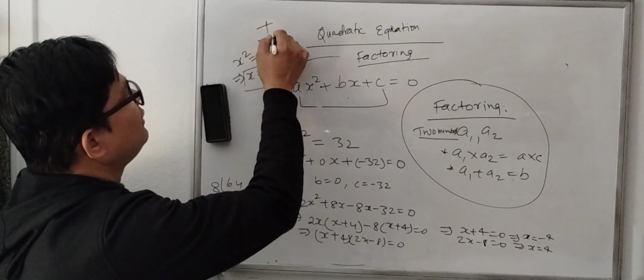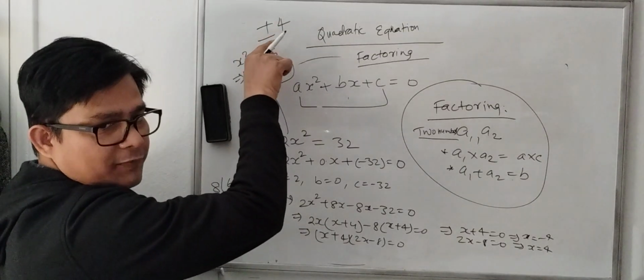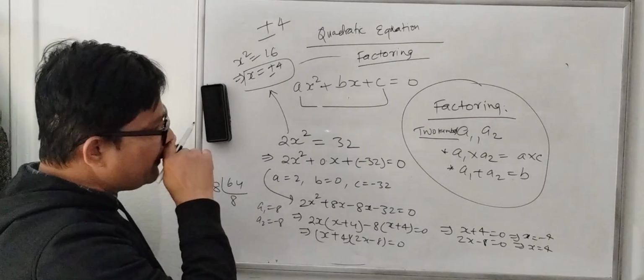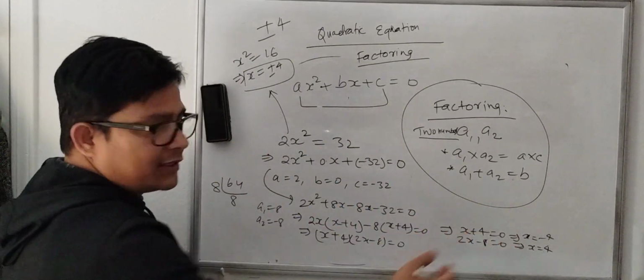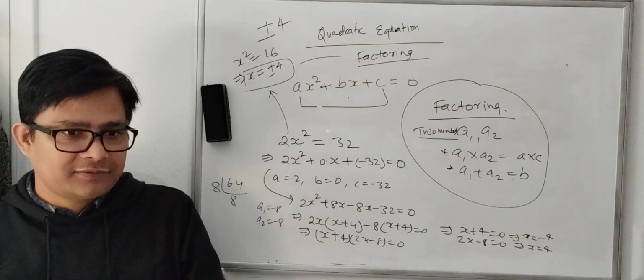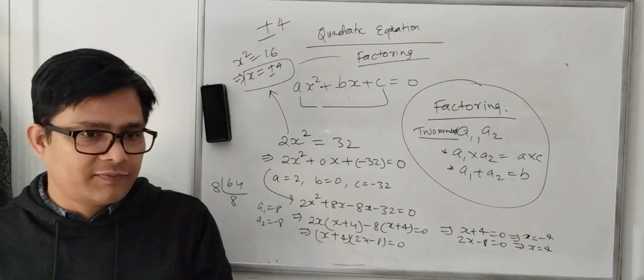So that means x is plus 4 and minus 4. This sign is plus and minus. So basically, both values, plus 4 and minus 4. That's how we write it: plus minus 4. And if we apply the factoring approach, we get the same value. So now you learned how to use the factoring approach. This is the thing you have to remember for the factoring.